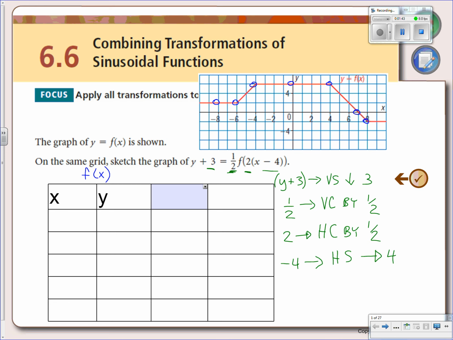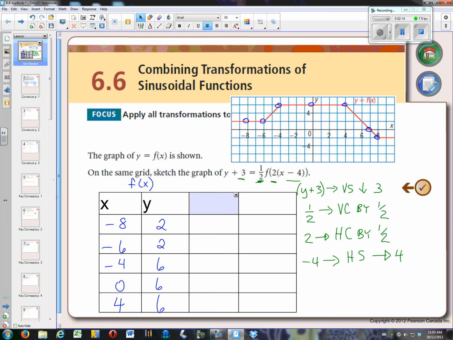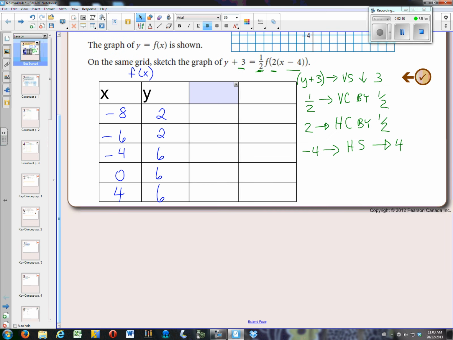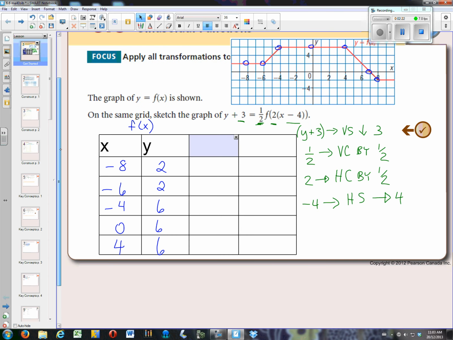So here we go. -8 is 2. Remember the y-axis, every box is 2. -6 is also 2. -4 is 6. 0 is 6. 4 is 6. I need more room for 1 more. Let's go a little bit further down here. And what's this other one? 4 is 6. And I'm just going to go to that last one. 8 is -2.